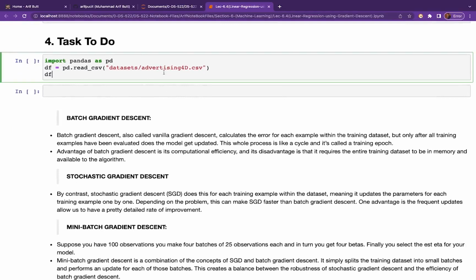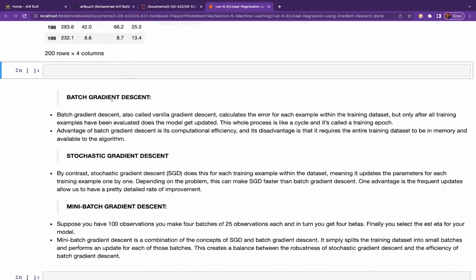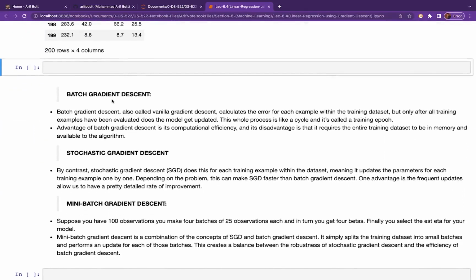Here is the same old advertising dataset. You need to use the gradient descent to calculate the four regression coefficients, as there are three input features: TV, radio, and newspaper. Interested students should try out the stochastic as well as the mini batch gradient descent, other than the vanilla flavor of gradient descent algorithm, that is the batch gradient descent which we discussed today. And hope it will be fun for you all. I wish you all the best for this task till we meet in our next session of using Python's scikit-learn library for solving linear regression problems.